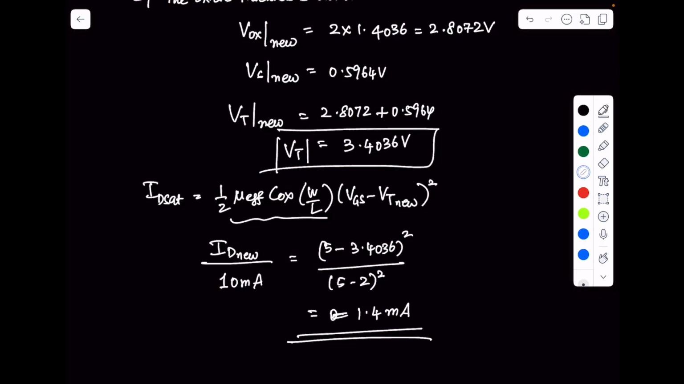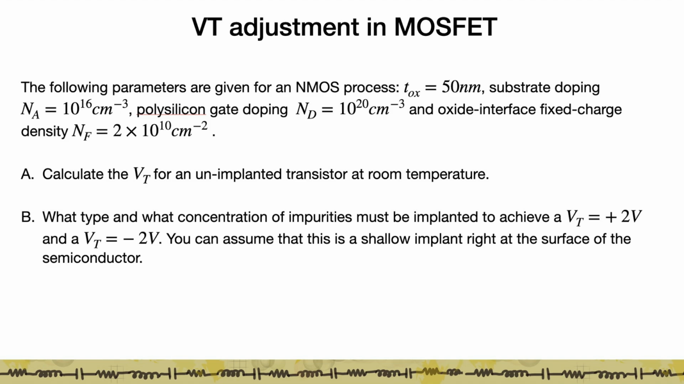Moving to the next question. The following parameters are given for an NMOS process. Eox is 50 nanometers. Substrate doping is 1e16 per centimeter cube. Polysilicon gate doping is 10 power 20 per centimeter cube, and oxide interface fixed charge density is 2 into 10 power 10 per centimeter squared. Calculate the Vt for an unimplanted transistor at room temperature.